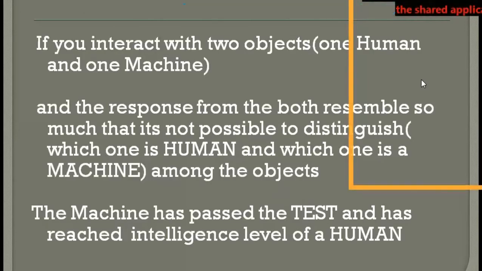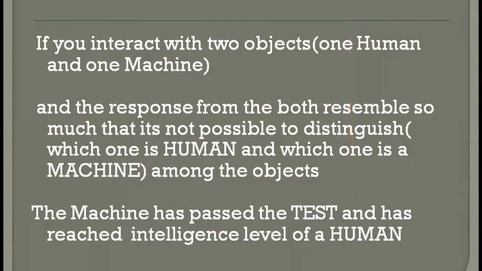Now, this is where we will start. There's a famous test which we call the Turing test. People from a computer science background may know about it, while some may not. So let's see what it talks about and how it is going to relate to our own course. What the Turing test is all about is this: you interact with two objects, one is a human and one is a machine.